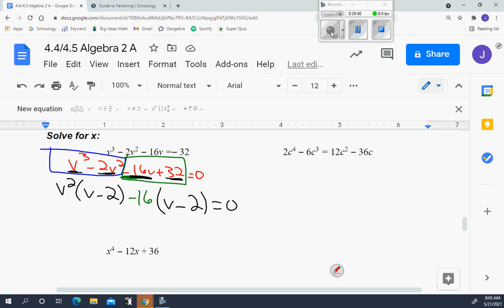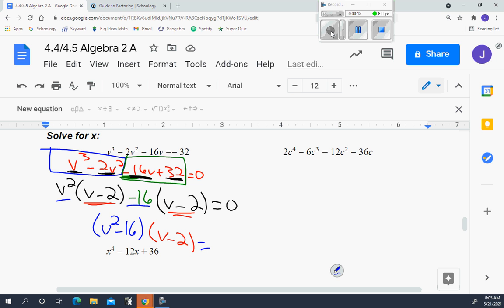Notice, these two things in parentheses are the exact same thing. That means I did it right. I'm good there. I solved it. Okay, now, what I'm going to do is take those two, v minus 2, v minus 2, and put it in one parentheses. Just one. Not two, just one. I'm going to take what I have outside the parentheses, v squared minus 16, and put it in its own parentheses.